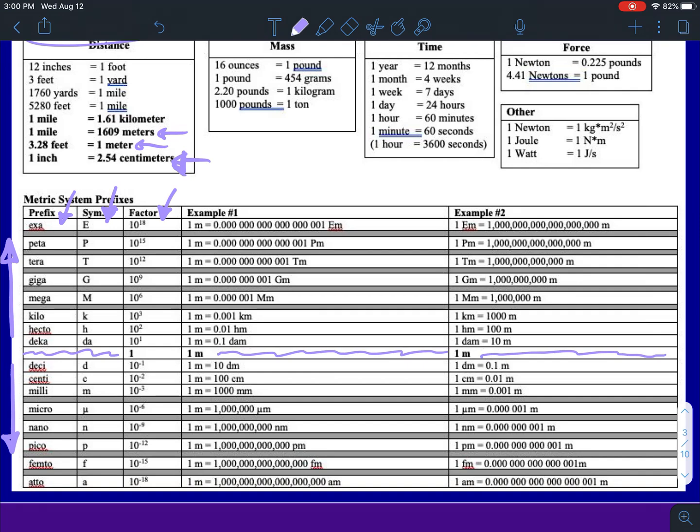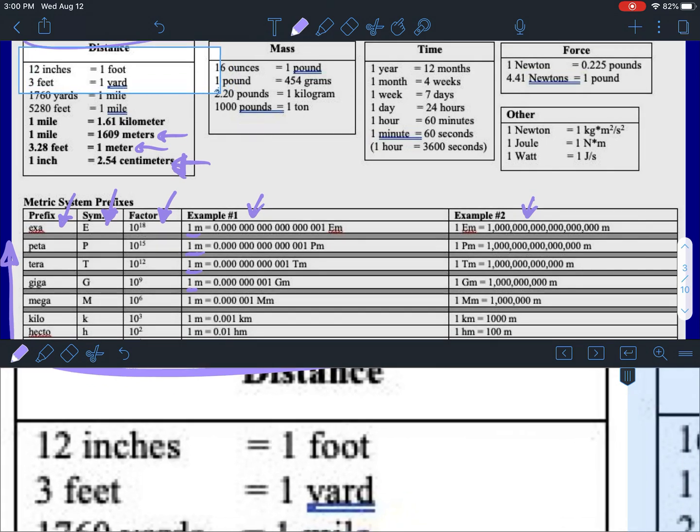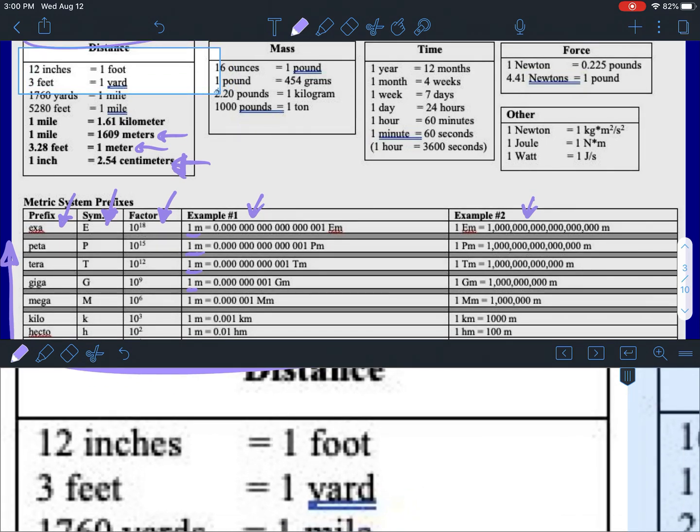Okay, and then the example 1 column and example 2 column are basically two ways of looking at the conversion. So notice in example 1, it compares all of the prefixes to 1 meter. So how many of the prefix would be in 1 meter? Example 2 compares how many meters would be in the exponent.